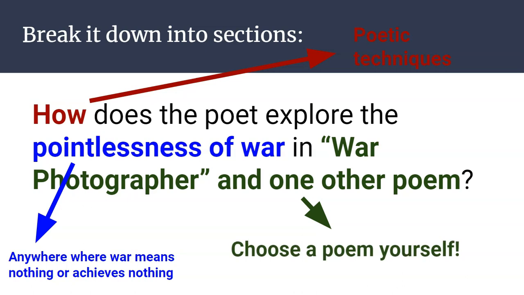So you've got to think, when you read this question through, I'm looking for a poem that has something that I can write about in relation to the pointlessness of war. It might be that the poem says that war is a brilliant thing. You might want to have a contrast there. It might be that it's explicitly about the pointlessness of war. It might be about something that is implicitly about the pointlessness of war.